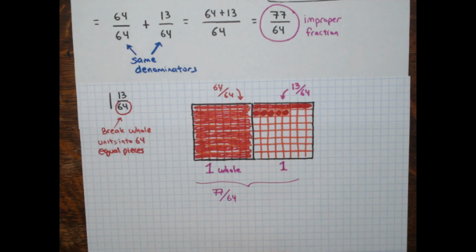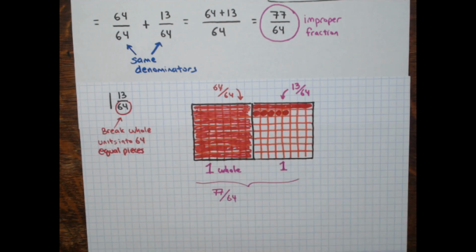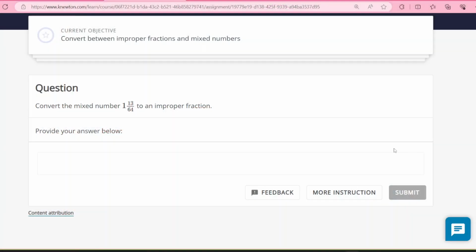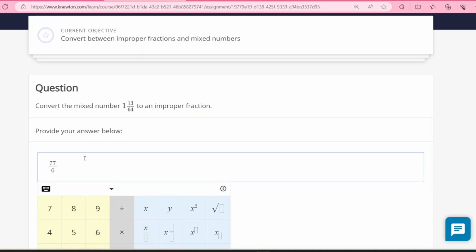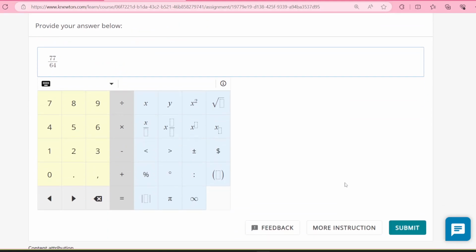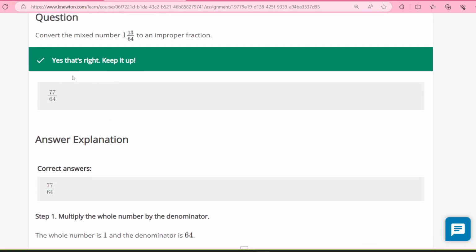I think that's a nice illustration of what's going on when we're adding fractions, and why we need the same denominator, so that all the units mean the same thing. All these little squares are the same size, and here are all these little 64ths. So back in the assignment, after all that, write 1 and 13/64 as an improper fraction. I'm just typing in 77 over, or divided by, these 64ths. And then let's submit. After you submit an answer, it'll tell you if you're right or you're wrong.